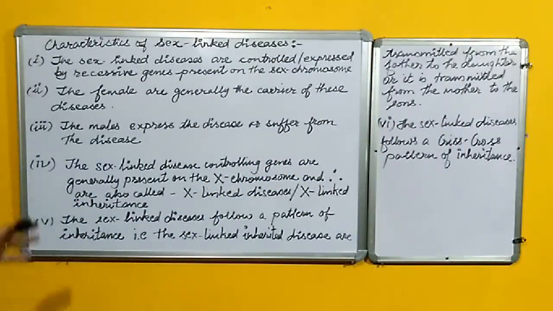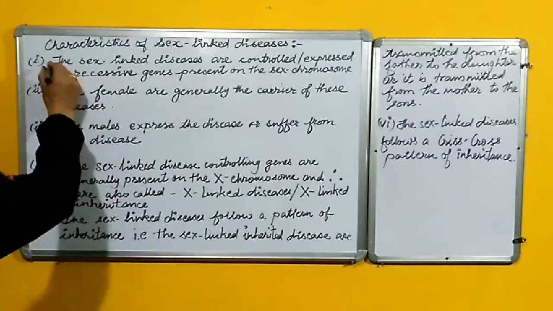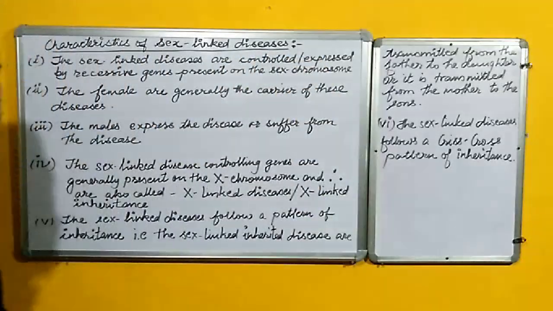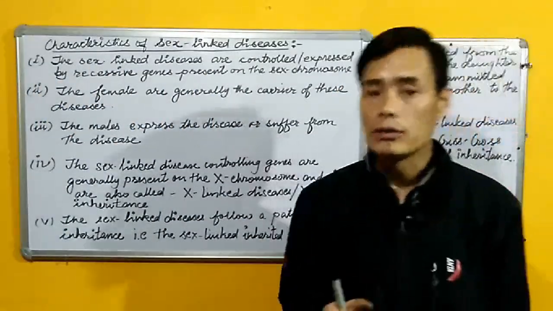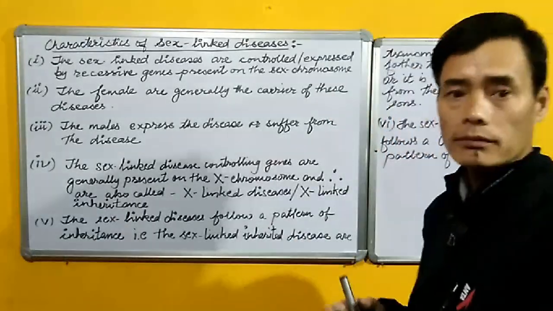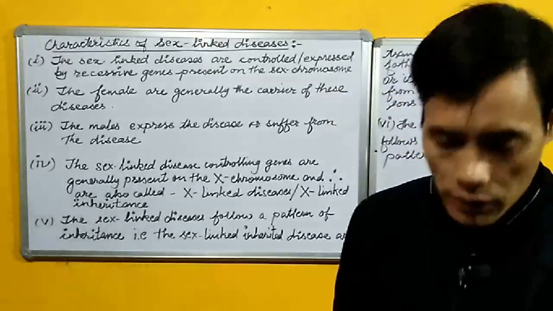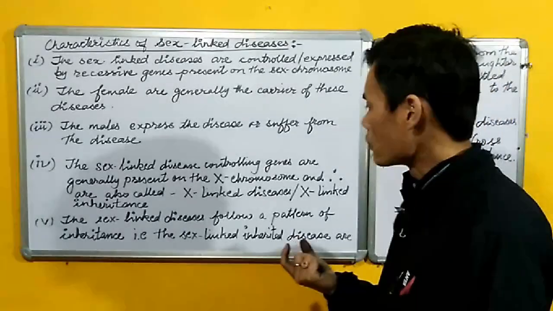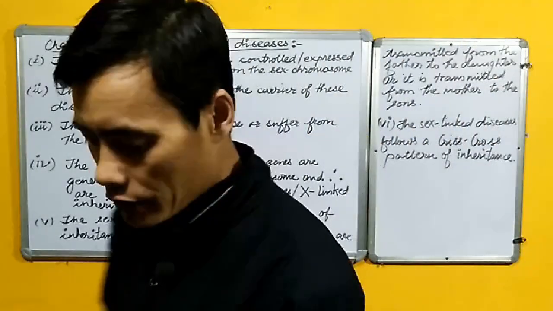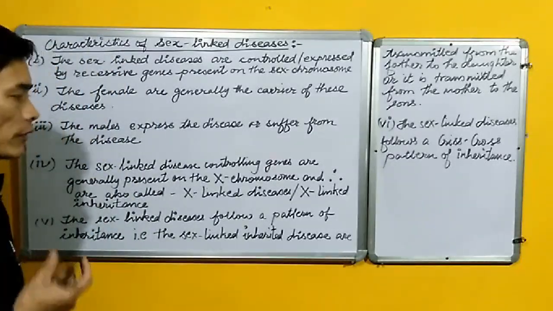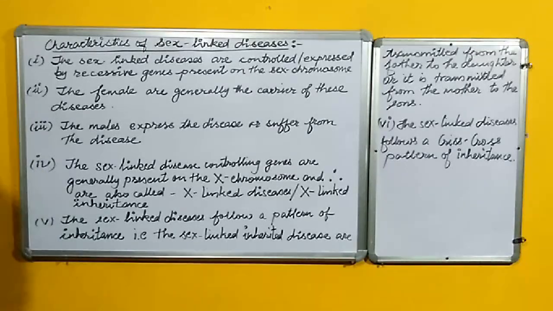Now, let us summarize the characteristics of the sex-linked inherited diseases. The sex-linked inherited diseases are due to the expression of faulty genes present in the sex chromosome. These faulty genes, majority of them are present in the X chromosome. Therefore, it is also referred to as X-linked inherited diseases. Generally, the males suffer from these diseases, whereas the females do not suffer from this disease. There are exceptional cases where we find that the females also suffer, but generally the females do not suffer from the sex-linked inherited diseases. They simply become the carrier.